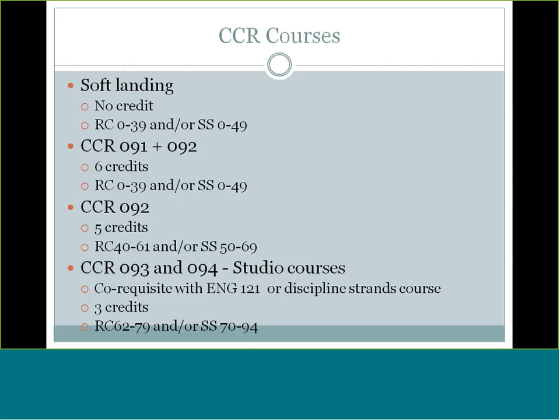So both studio classes are 3-credit courses, and then you can see the ACCUPLACER score ranges of how students might place into those studio courses. So just for what we've created, do people have questions? I've gotten some through the chat that I could share with you.